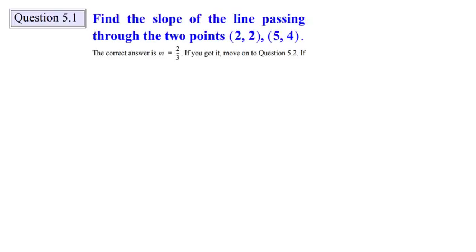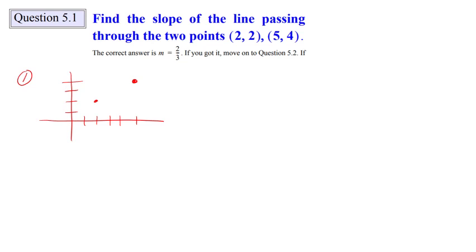Okay, so there's two ways to find slope. The first way is to graph it. So I'm going to graph it. It's not really the recommended way, but it is a way. 2, 2, 5, 4.